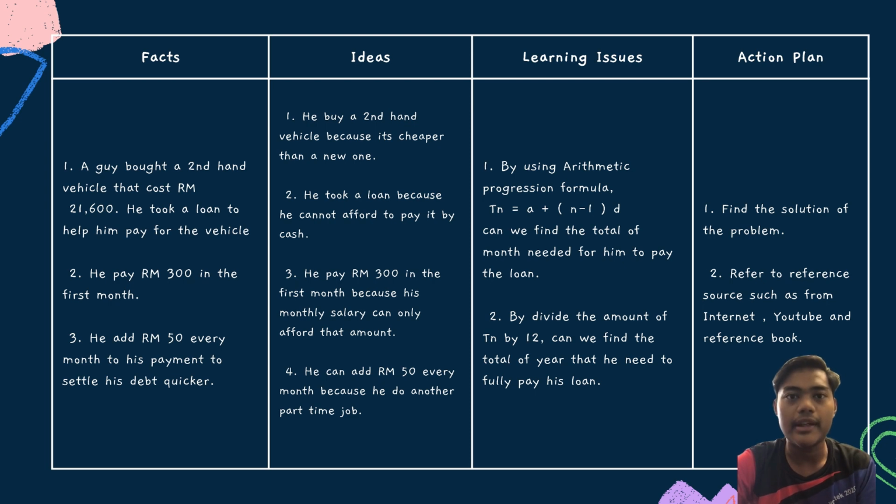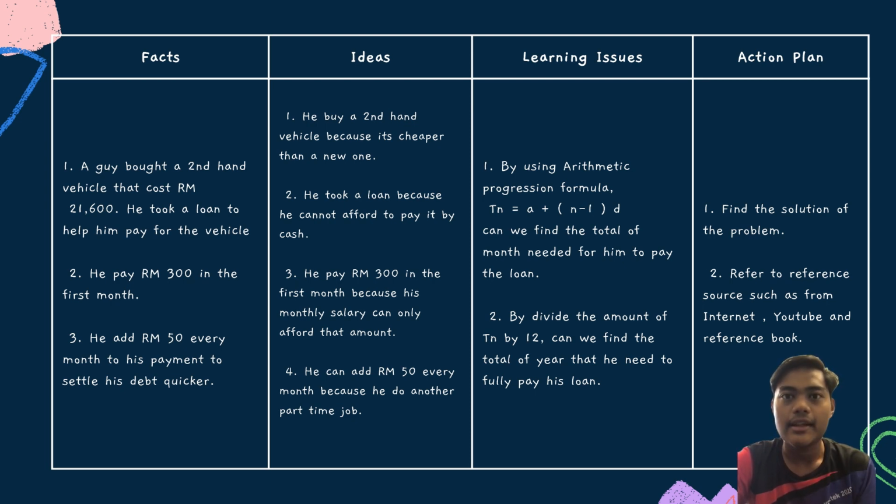The facts that we can extract into our filler table are, first, a guy bought a second-hand vehicle that cost him 21,600 ringgit. He took a loan to help him pay for that vehicle. Second, he paid 300 ringgit in the first month. Third, he adds 50 ringgit every month to his payment to settle his debt quickly.